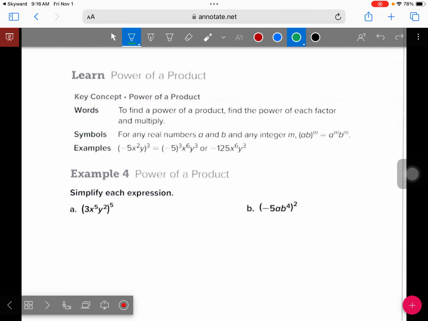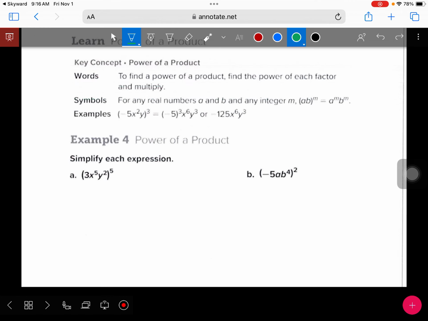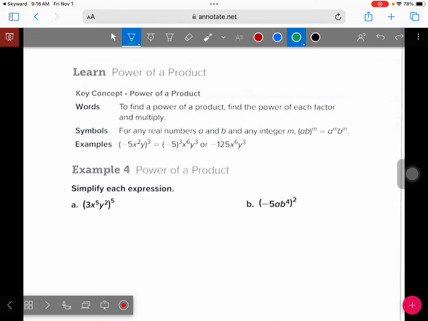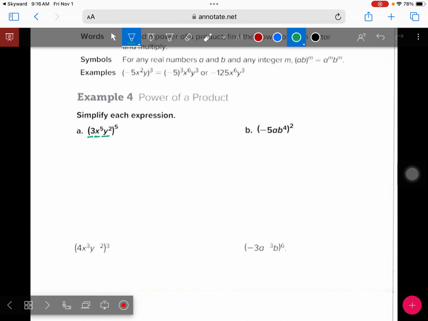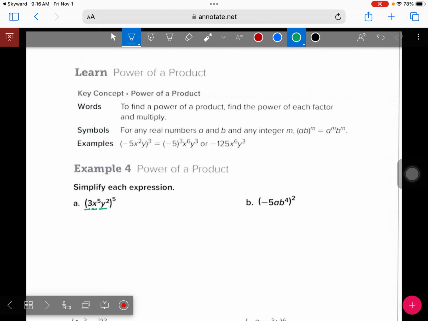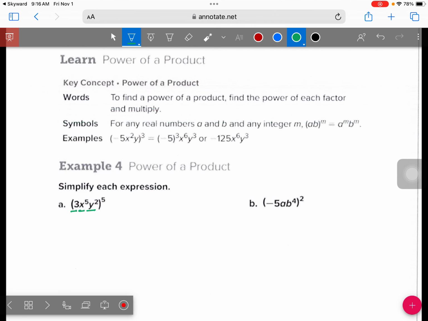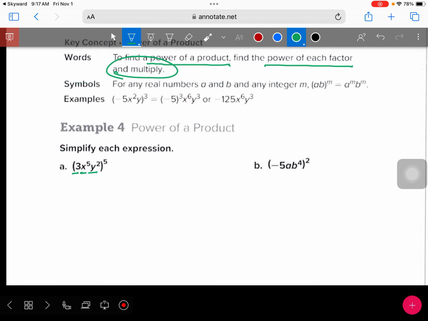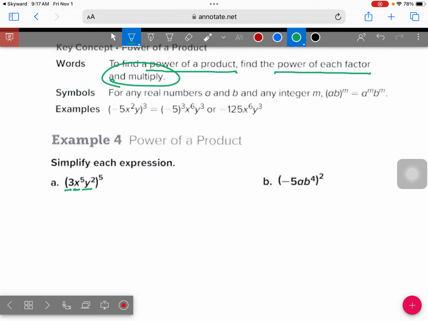All right, here, power of a product. Turn the page. Same idea, but now we have several factors. We have 3 times x to the 5th times y squared, and we have to take that exponent for every factor that we have. So to find a power of a product, find the power of each factor and multiply. We're still multiplying, okay?